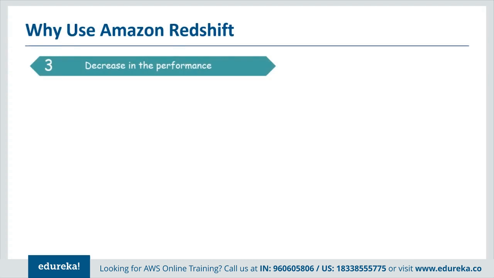Moving on, we learned earlier that while using traditional data warehouses, it's possible that the performance of your data warehouse might decrease. But with Amazon Redshift, you can get 10 times better performance than any other traditional data warehouse. It uses a combination of different strategies like columnar storage and massively parallel processing to deliver high throughput and response times. So let's discuss these strategies one by one.